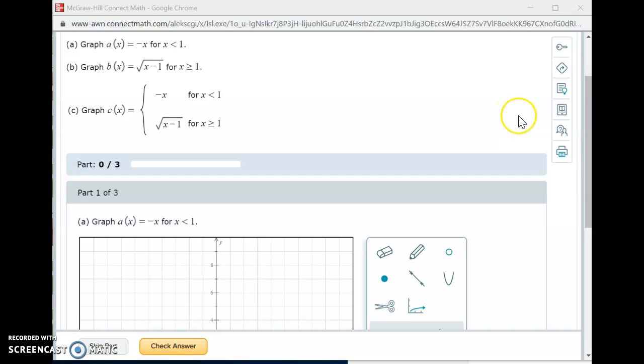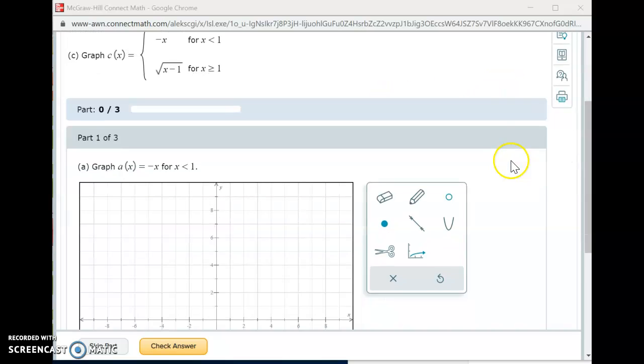Everyone, there was a question about how to graph the piecewise function, and basically it just uses the scissors and the eraser. So for this one it says graph a of x equals negative x for x less than 1.